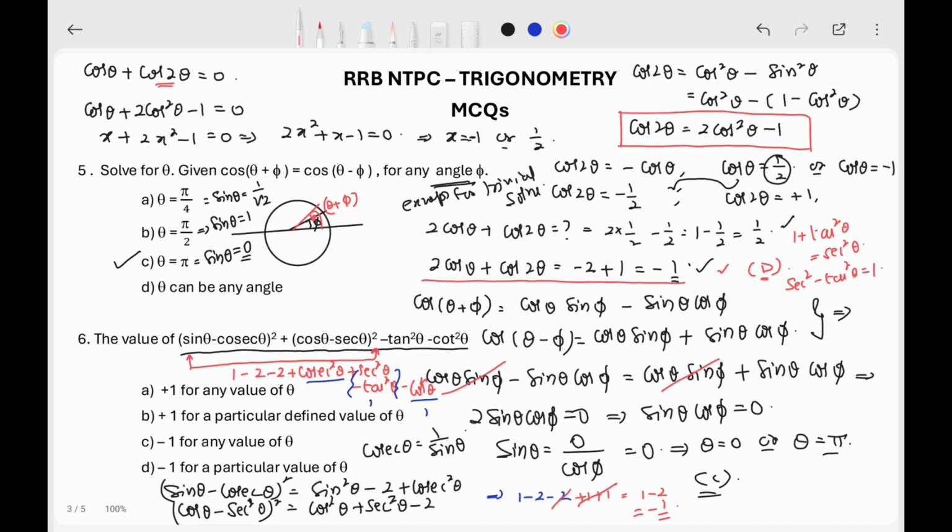Is this minus 1 for any value of theta? We have not defined any value here. Hence, this minus 1 is for any value of theta. To confuse you, they may give answers for a particular value of theta. We have not gone for a particular value of theta. For any value of theta, this answer is minus 1. C is the answer.